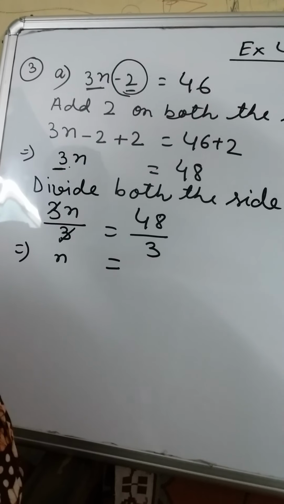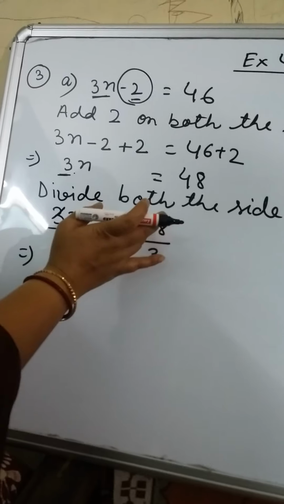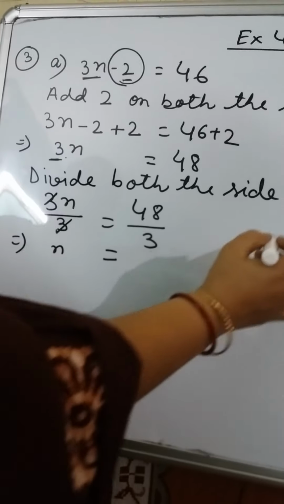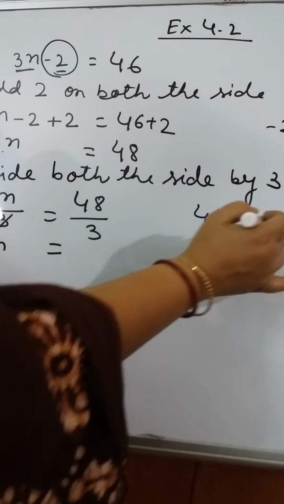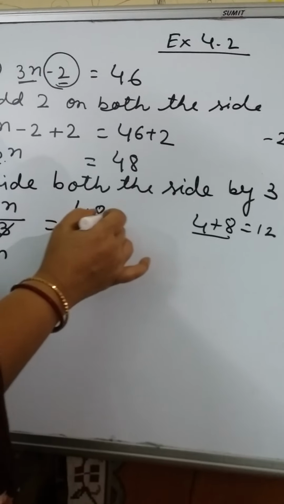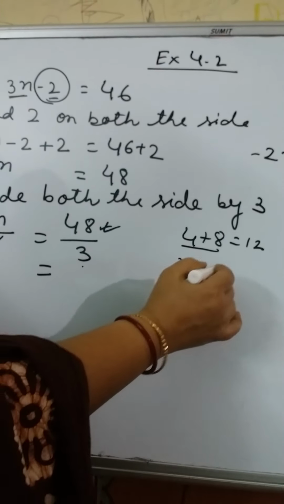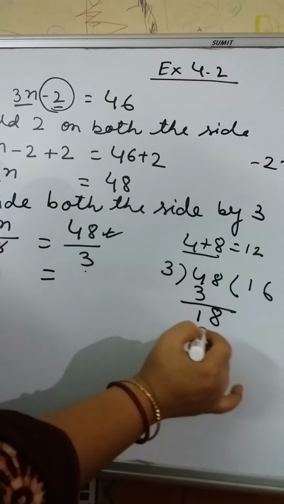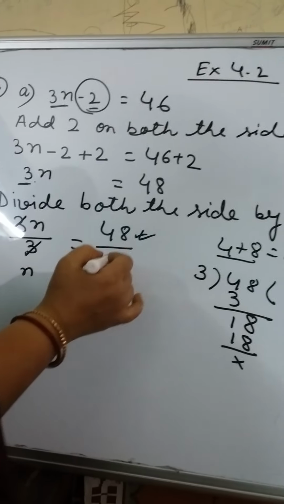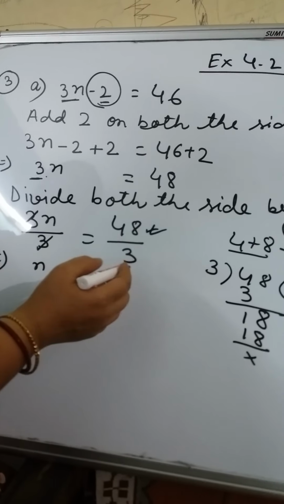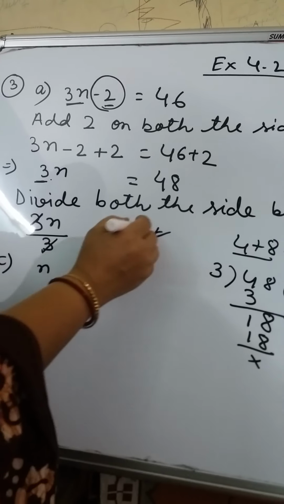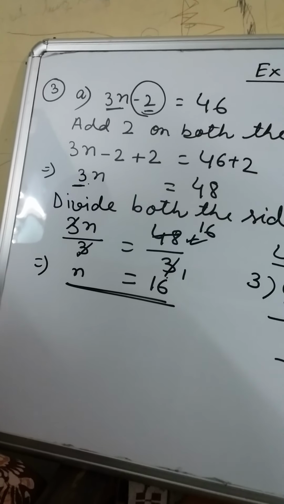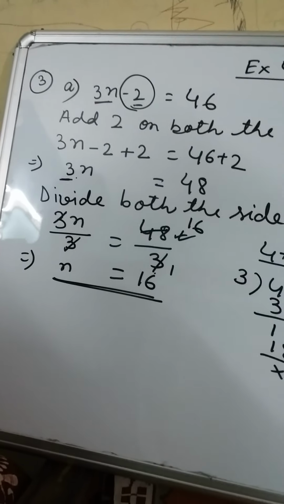Now we have to check the divisibility of 48, whether this 48 is divisible by 3 or not. 4 plus 8 is 12, and 12 comes in 3's table. So 48 is divisible by 3. If I divide, 3 ones are 3, 3 sixteens are 48. That means both numerator and denominator I will divide by 3. So my answer is 16. That means the value of n is 16.